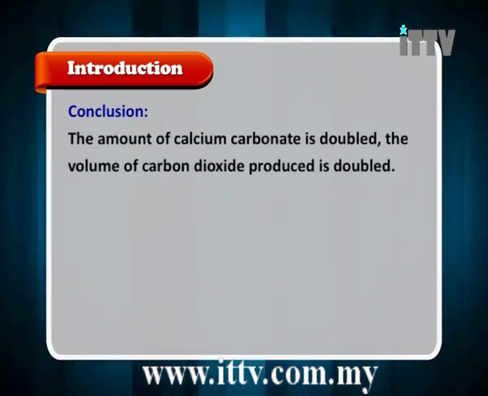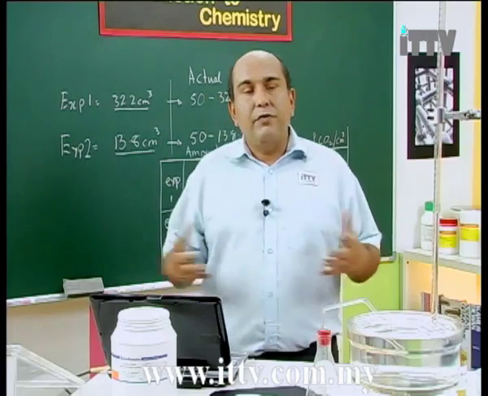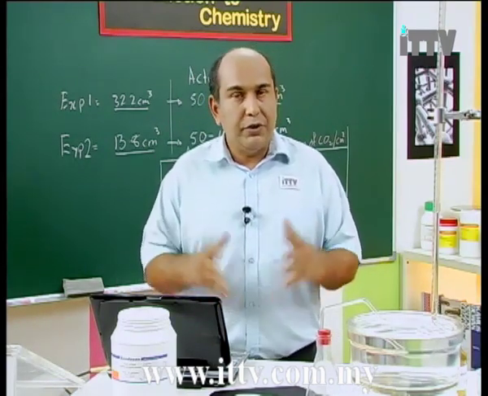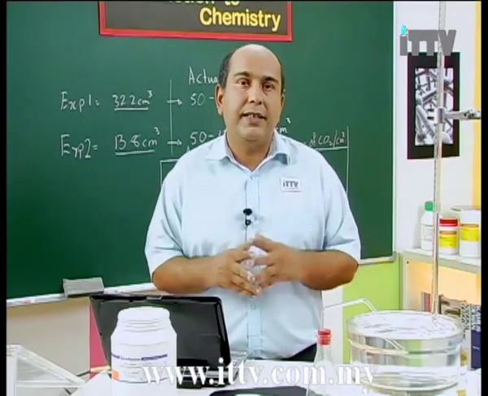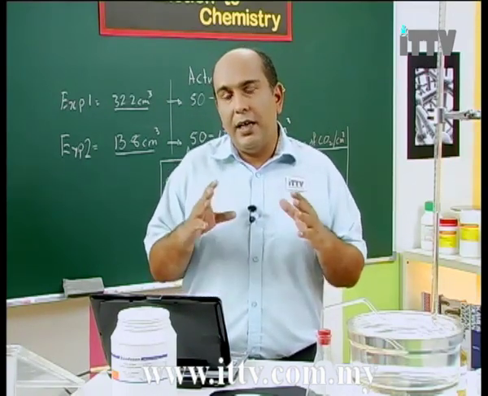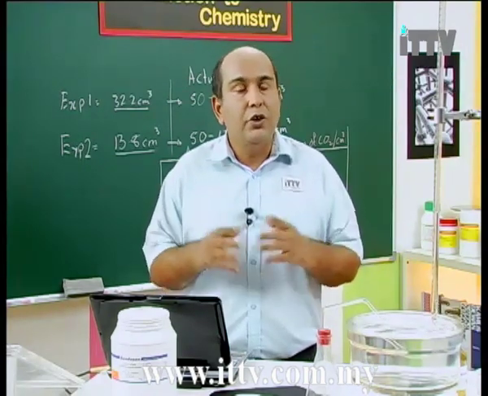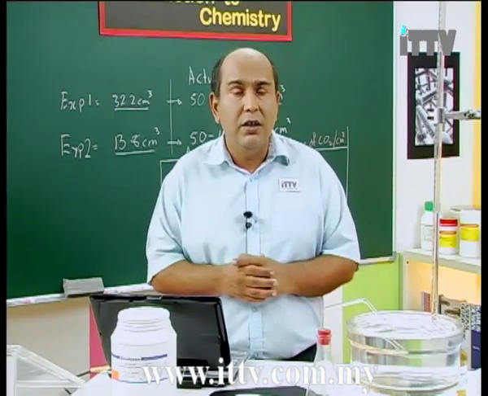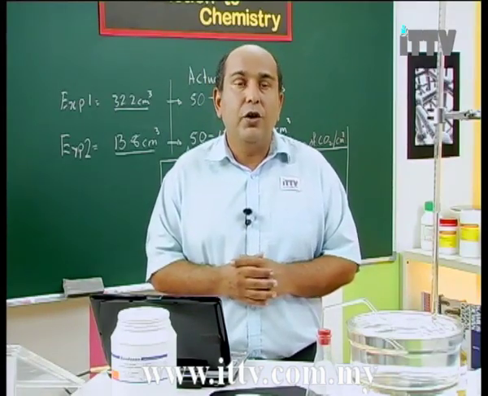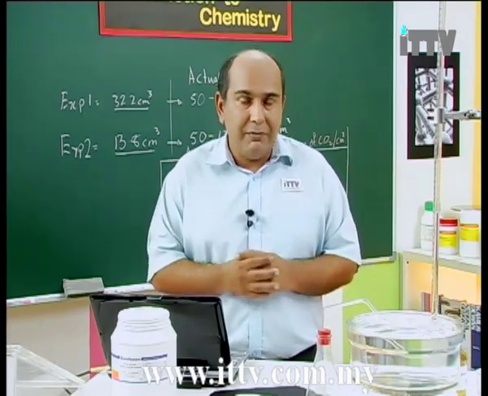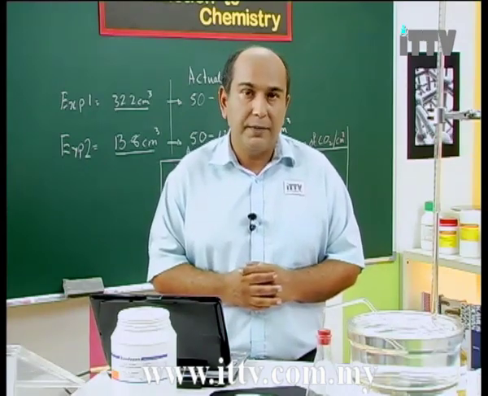Conclusion: the amount of calcium carbonate is doubled. The volume of carbon dioxide produced is doubled. Now that you've done the experiment, gone through all the steps, you are able to write up your report. Make sure that all the steps are clearly identified. Please, these are things that you must remember: noble values and good moral values. Don't change your results. If your results were wrong, you need to redo the experiment. Don't copy from someone else. Make sure that everything you write in your report comes from your own experiment.